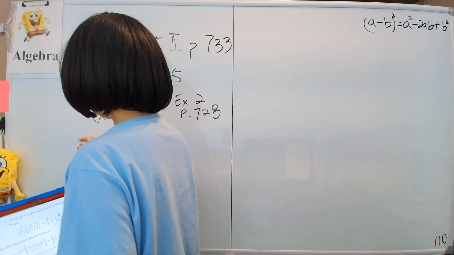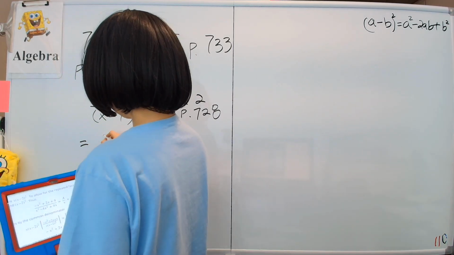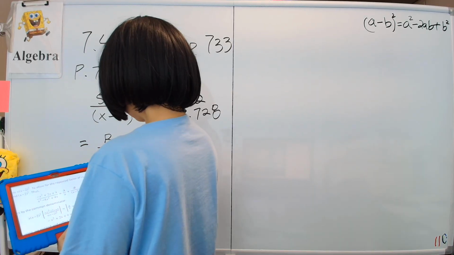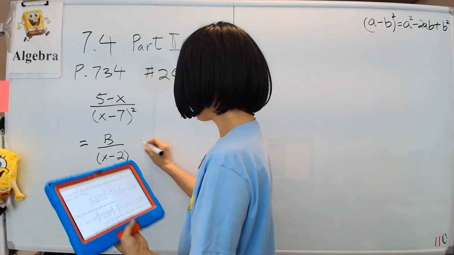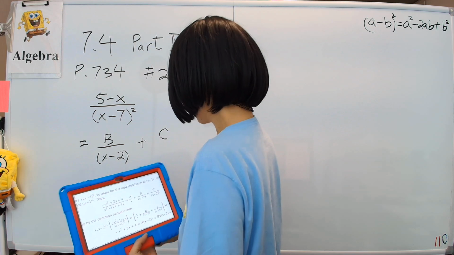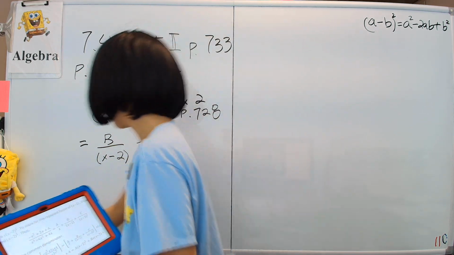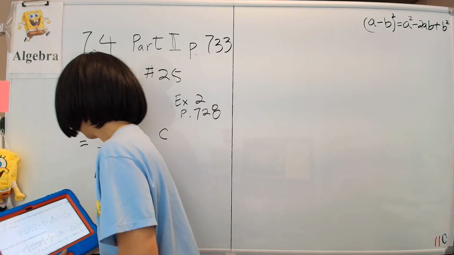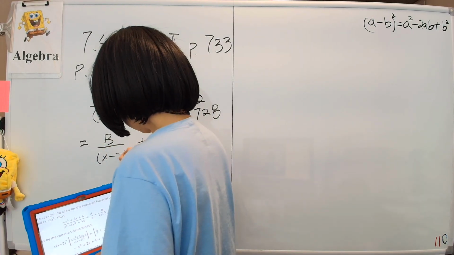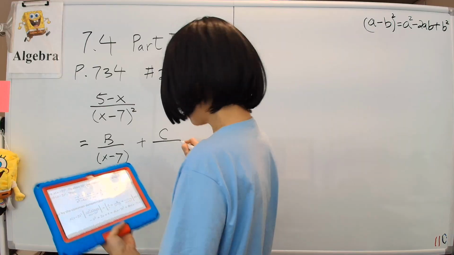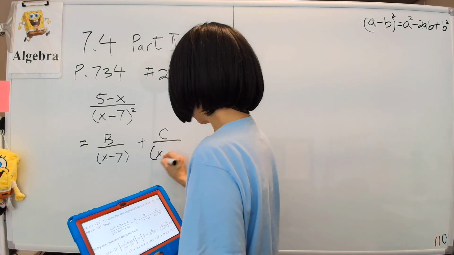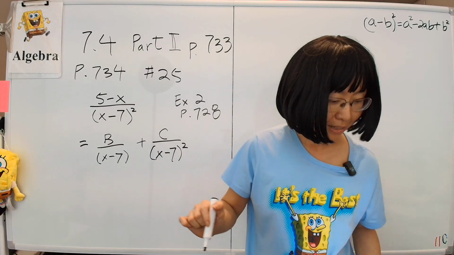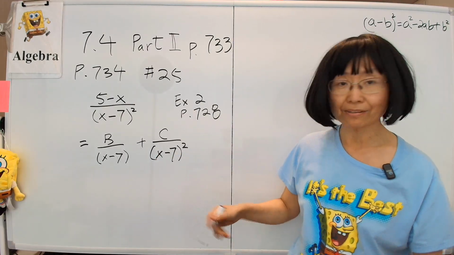So this equals b over x minus 2, and then plus c. Sorry, not x minus 2. In our case, it's 7. x minus 7, please. So we'll do b over x minus 7, and then c over x minus 7 squared. That's the plan. This is a very exact trick that you have to follow, and if you follow the trick, everything will come out.